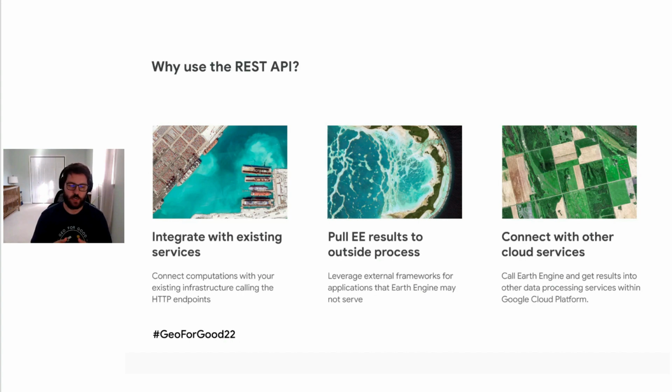The other use case I want to highlight is if you want to pull Earth Engine results to an outside process. This is something that I've done quite often. My background's in hydrology. I use a lot of hydrology models, but Earth Engine doesn't work well with hydrology models, just because of the way the computation model works. So what I do a lot is use Earth Engine to process massive amounts of data, and then use the REST API to pull data on the fly into hydrologic models and run those. That's an example of where this might be helpful.